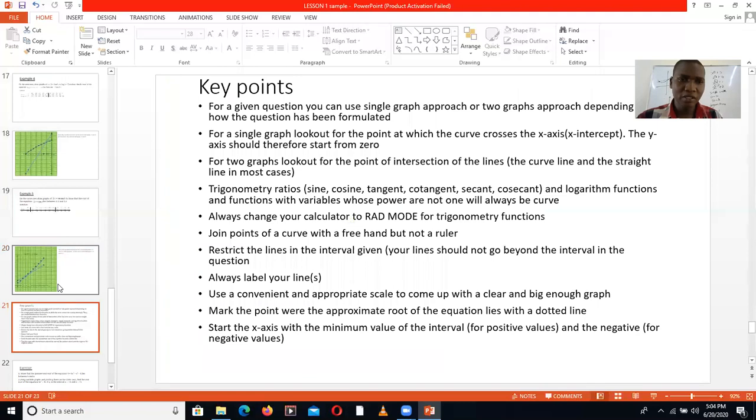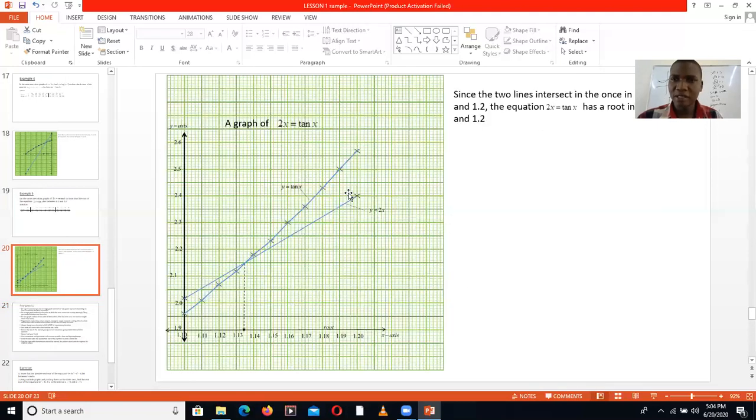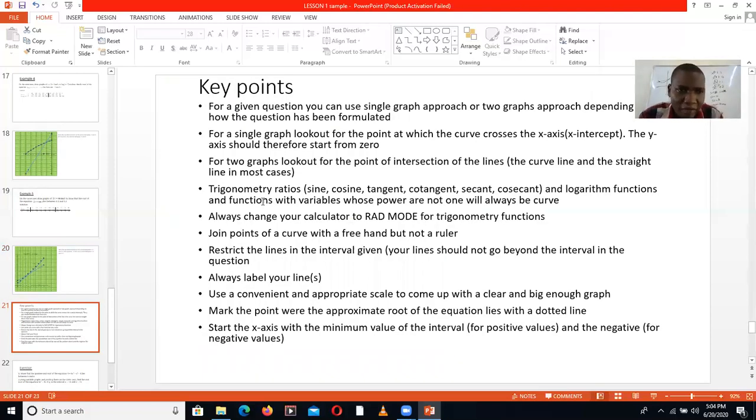How do we conclude? We shall simply say, since the two lines intersect once in that interval, the equation has a root in that interval. So, in summary, that marks the end of the graphical approach.